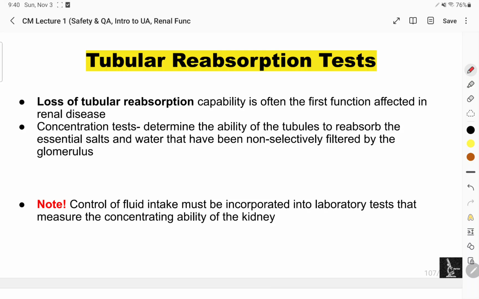And also, please take note, if we are making these concentration tests, the control of fluid intake must be incorporated in these lab tests. Okay, again, we are measuring the concentrating abilities. Dapat na atay base na value. Dili pwede bisa kung sila nun. Dapat controlled siya and also the volume. Para kabalot ta, sa ito i-measure at the end.